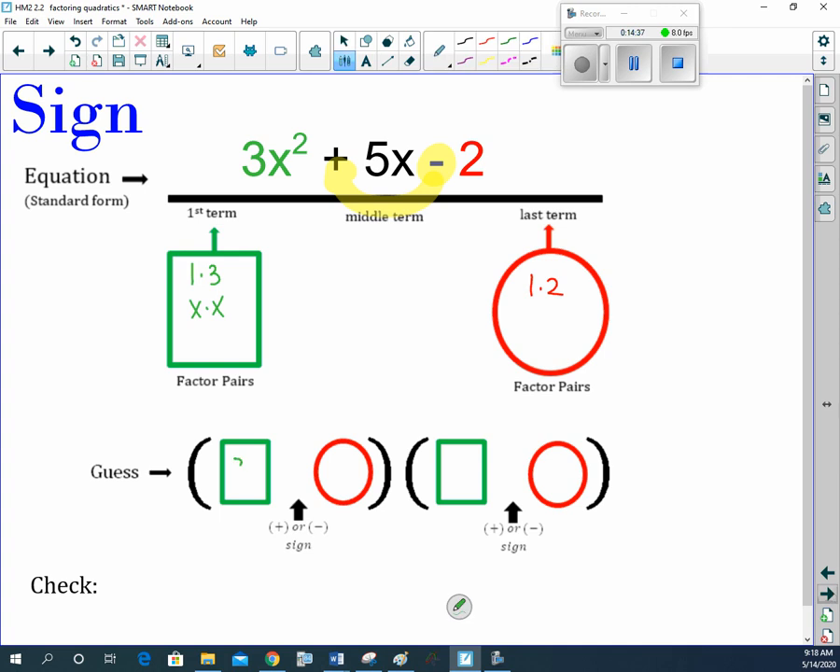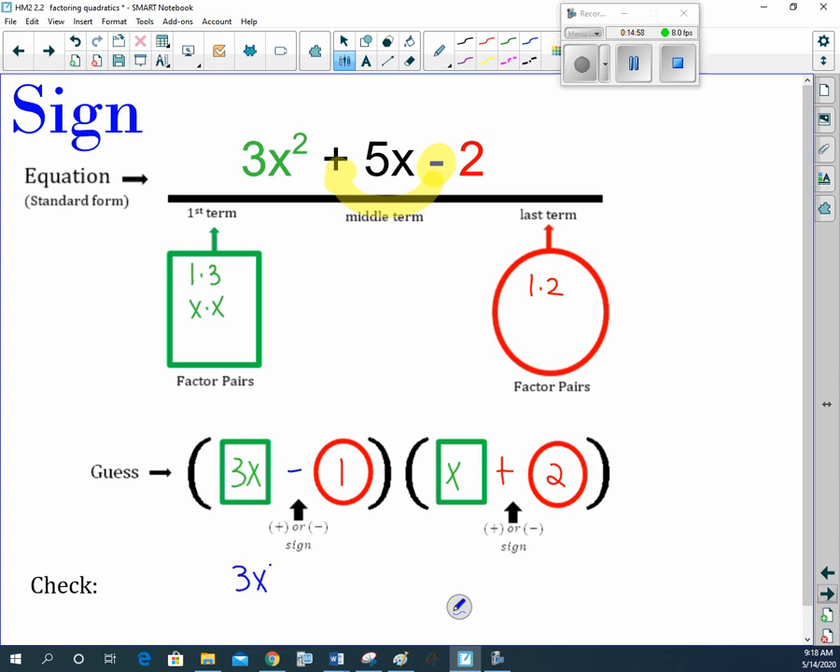So if I go 3x, x, and I put the 2 and the 1 like we had last time, I want a plus 5, so I think I'm going to make the 6, the 2 times 3, the 6x, positive, and then the 1 times x is going to be the negative. Okay, let's multiply it out and see if that's right.